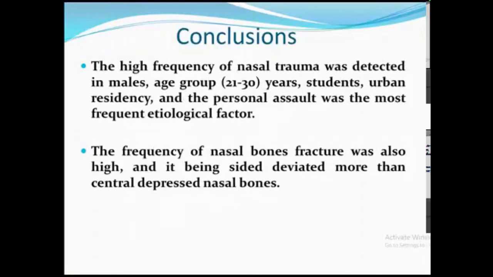Conclusions. The high frequency of nasal trauma was detected in the male age group between 21 and 30 years, students, urban residency, and personal assault was the most frequent etiological factor. The frequency of nasal bone fracture in nasal trauma was high, 82%, and it was side deviated more than central depression.